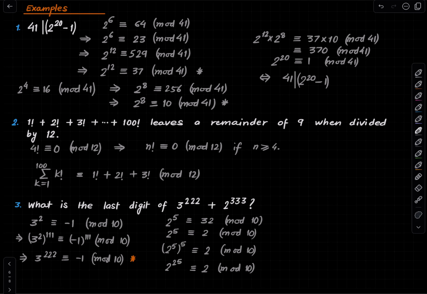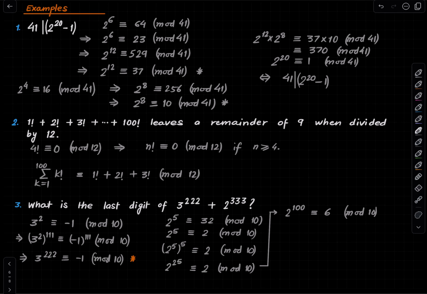Okay. I'll square both sides. So if I square both sides, I get 2 to the power 50. Or maybe let me raise both sides to the power 4. So 2 to the power 100 will be congruent to 2 to the power 4 modulo 10. Right? All I did was raise both sides to the power 4. 2 to the power 4 is 16. 16 is same as 6 modulo 10.